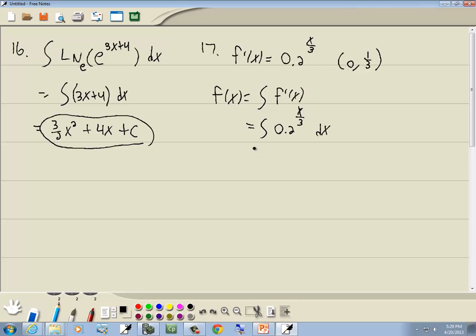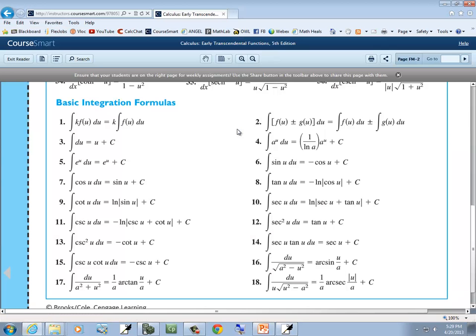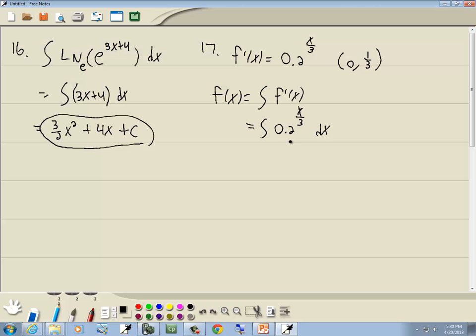Okay. We haven't seen this at all, but if I go back and look at my formulas, we have one up here, number 4, that says the integral of a to the u. Now u can be anything, but a is a constant, it's a number. So this is going to be our a, and this is going to be our u. So u is equal to 1/3 x. The derivative of 1/3 x is 1/3 dx. So we put a 1/3 inside, and we put a 3 out in front.